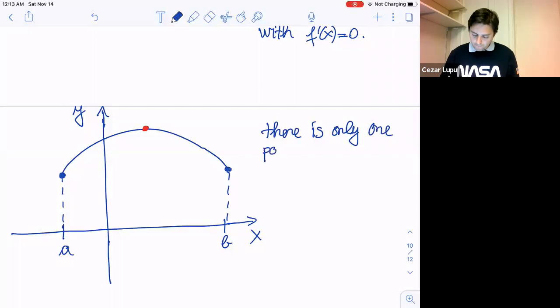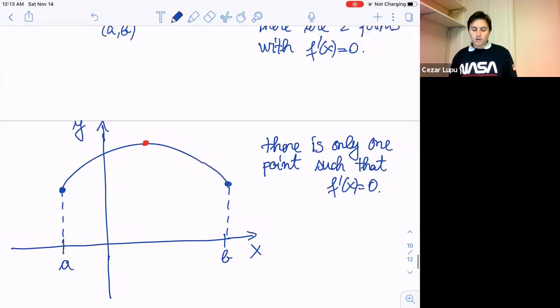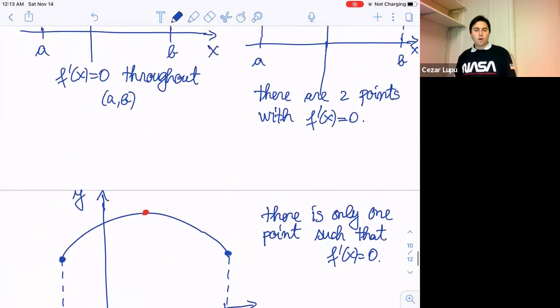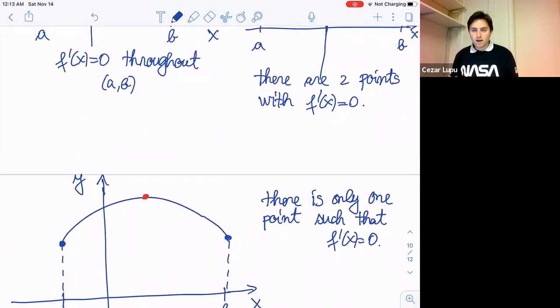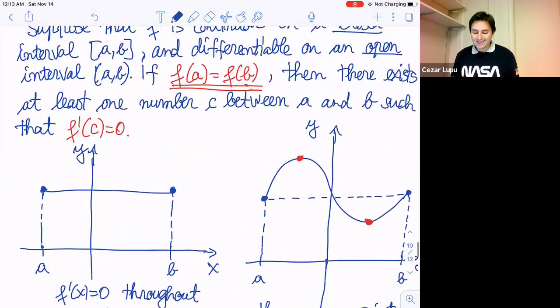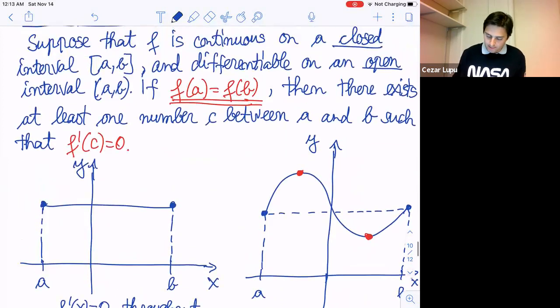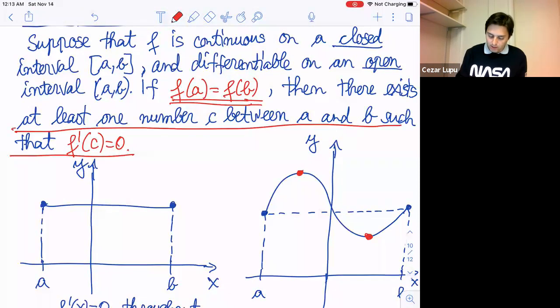One point such that f prime of x is 0. Well, as you can see, there are 3 scenarios for Rolle's theorem. It doesn't really matter that much. What you need to remember is that Rolle's theorem says there is at least one number c, between a and b, such that f prime of c is 0. And when I say at least, I want to stress this one out.